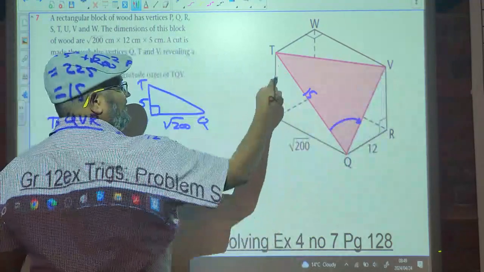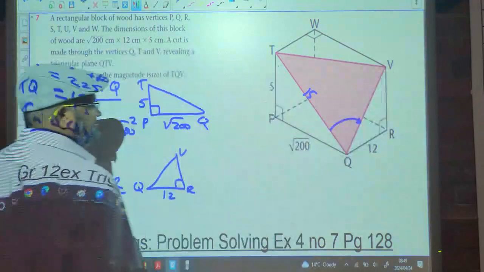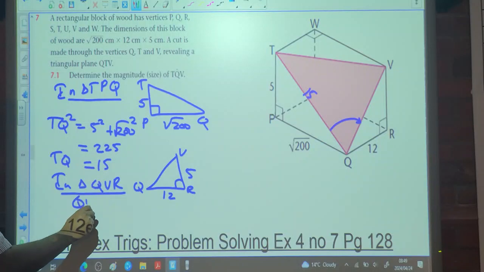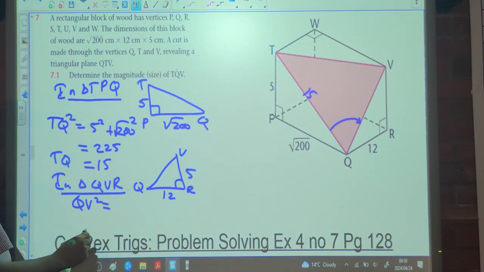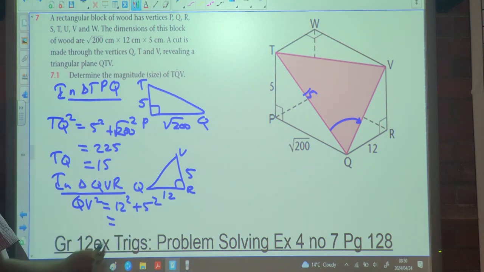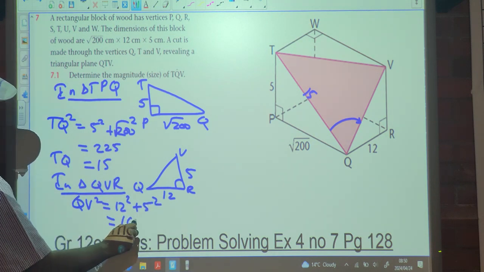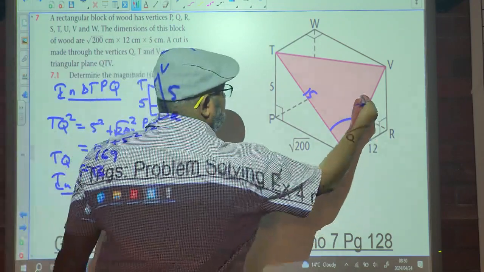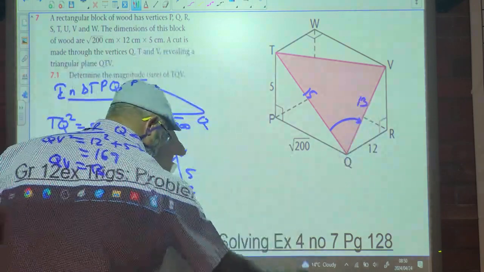The same as this one. So your height of this object, which is 5. Apply Pythagoras. So QV squared is equal to 12 squared plus 5 squared. 144 plus 25 is 169. Square root thereof, 13. Okay.